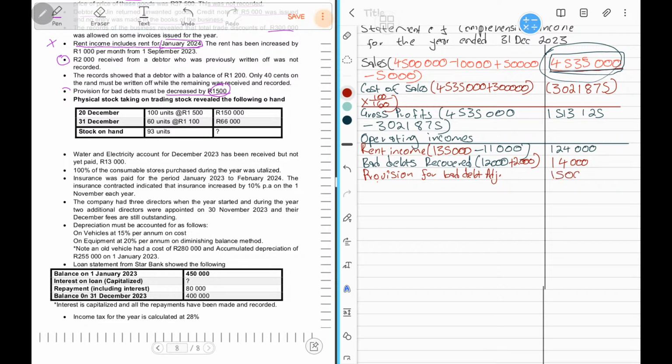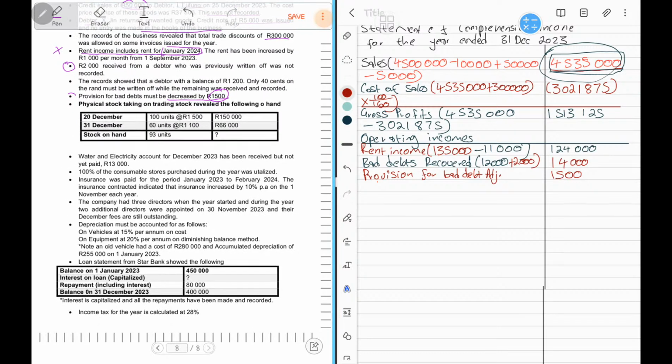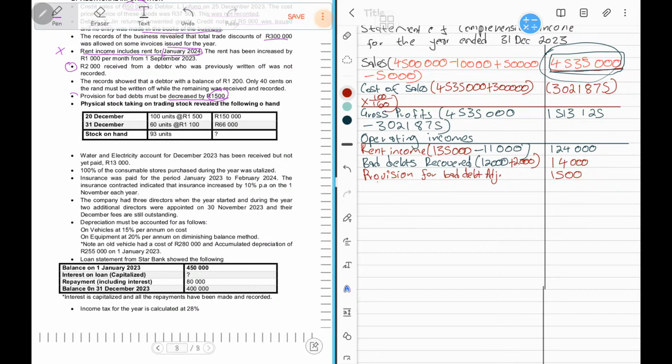1,500. So here we don't have any loss that was made from the sale of a fixed asset or any trading stock surplus. Let me not spoil for you. So what we're going to do, we're going to find the total operating incomes. So we're going to add them together.